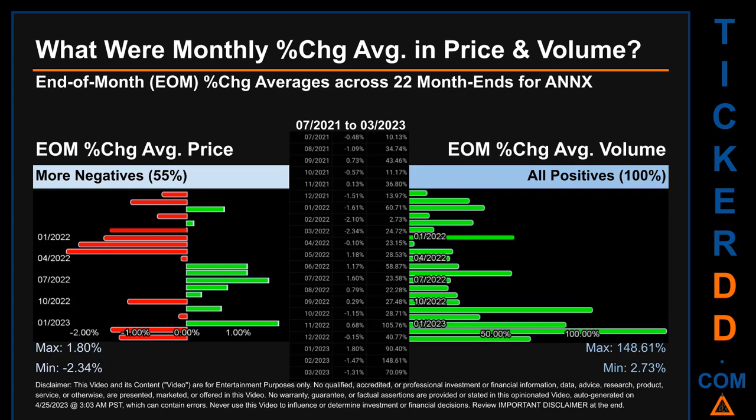Price saw an end-of-month max of 1.80% in average percentage change along with a minimum of -2.34%. For volume, the maximum and the minimum monthly percentage change were respectively 148.61% and 2.73%.